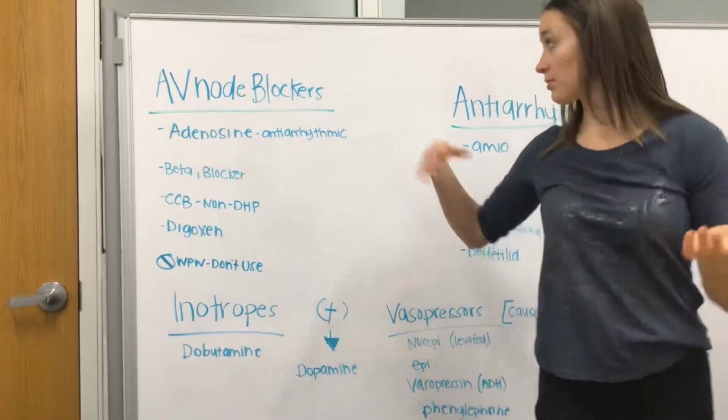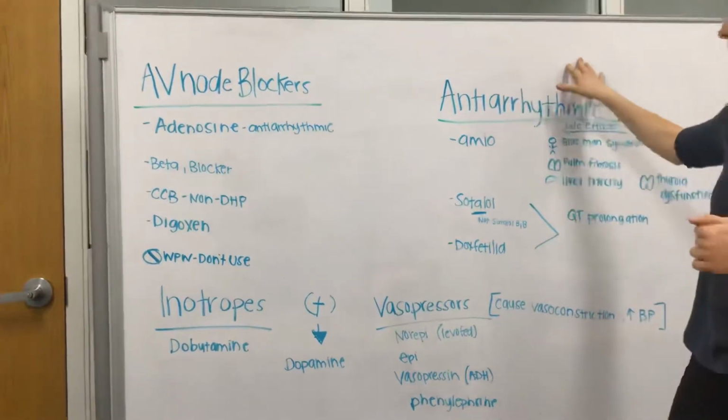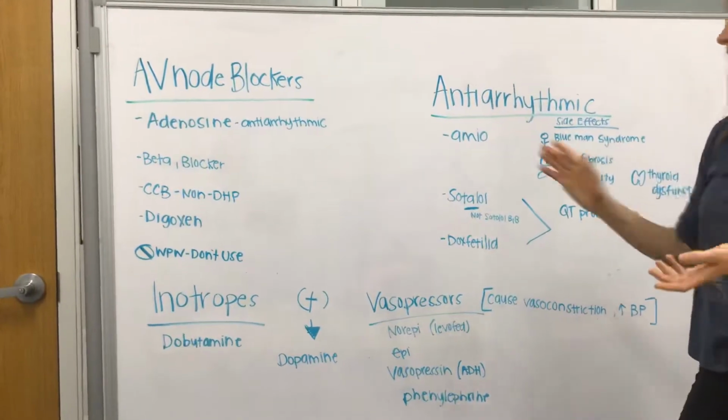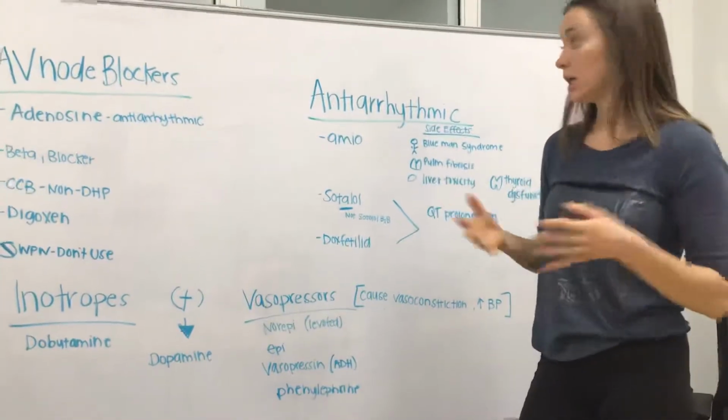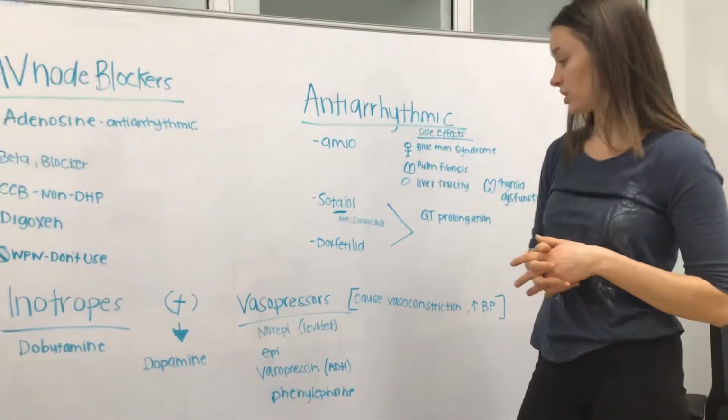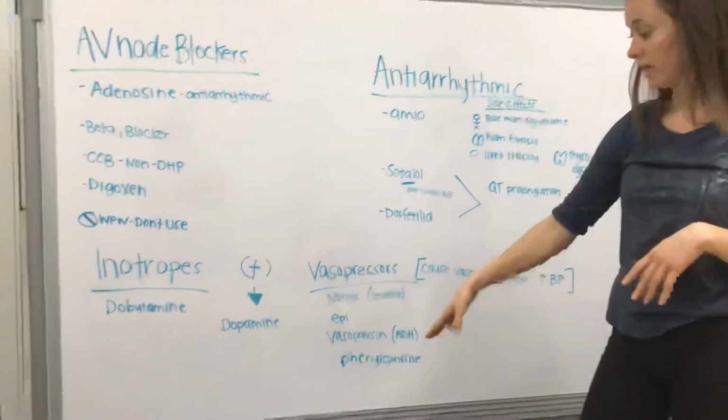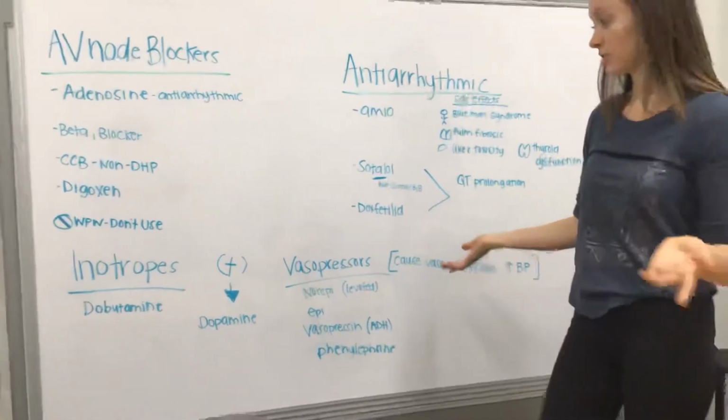So to review, today we went over the AV nodal blockers. We went over a couple antiarrhythmic drugs and talked about how Amio has a lot of side effects, so it's really reserved mostly for an emergency medicine drug. And then the pressors, these are really emergency med end-of-life drugs as well.